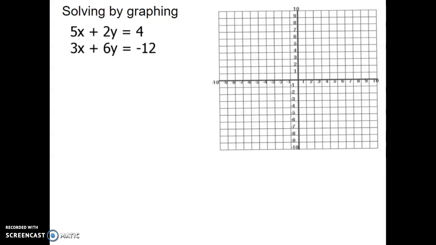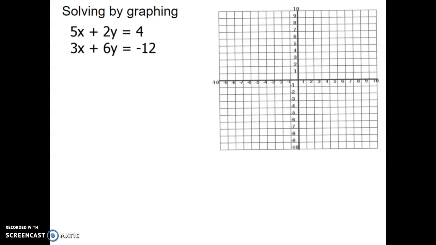Welcome to week 5. We will be solving systems of equations this week. Remember, there are 3 ways of solving systems of equations. We have solving by graphing, solving by substitution, and solving by elimination. And I'm going to illustrate all 3 of these for you today. And then I'll also be posting some other links for extra practice if you need it.